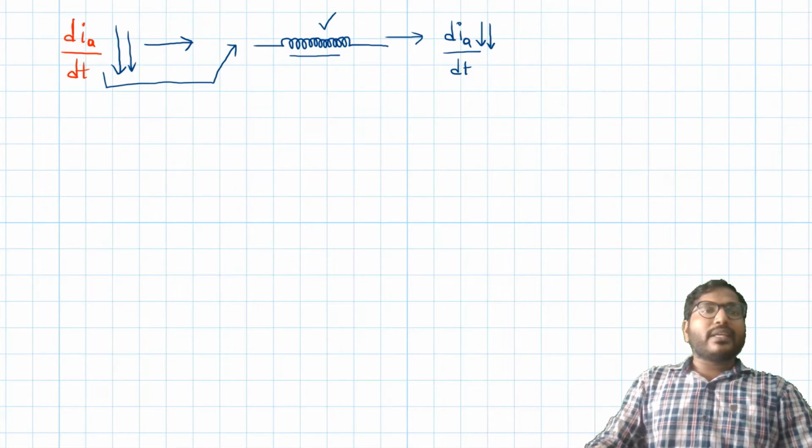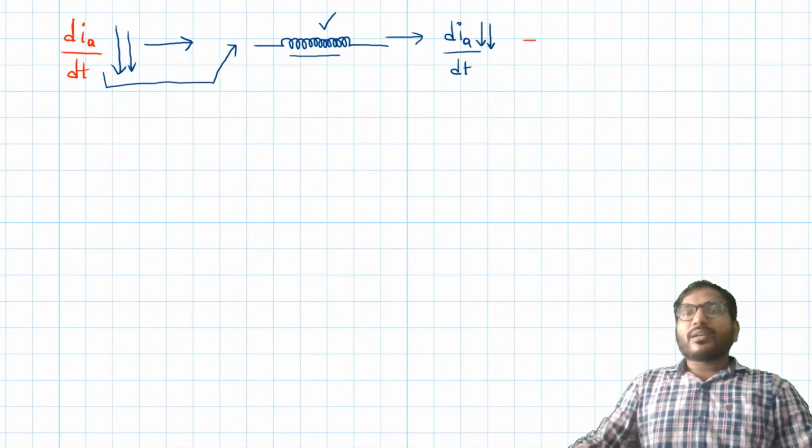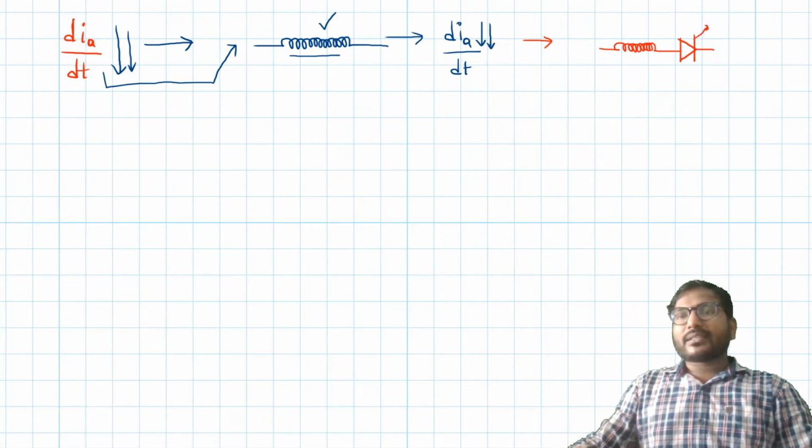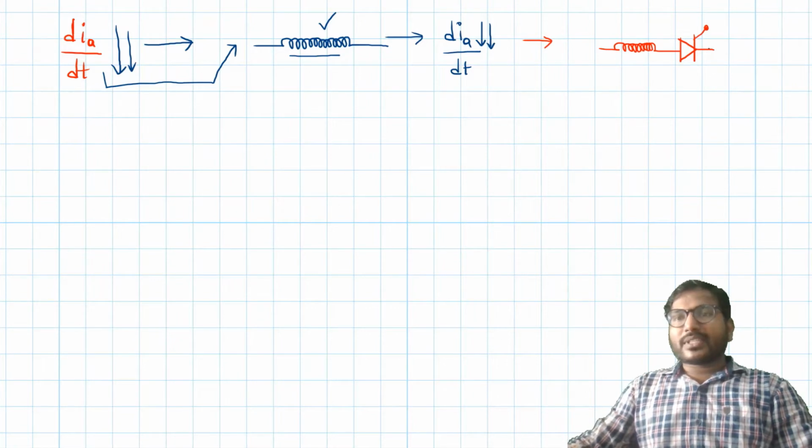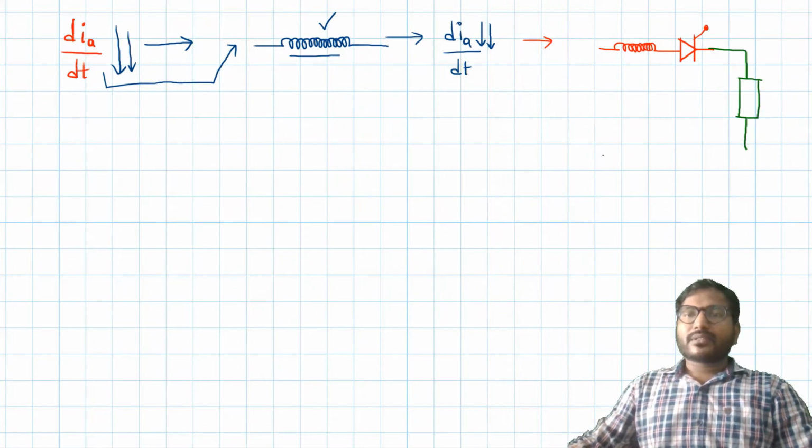So how do we connect an inductor in series with the SCR? Now this is the SCR circuit. The SCR is always connected in series with the load. This is the circuit.